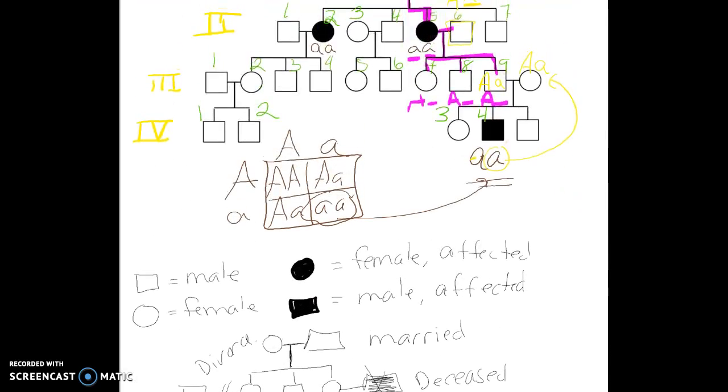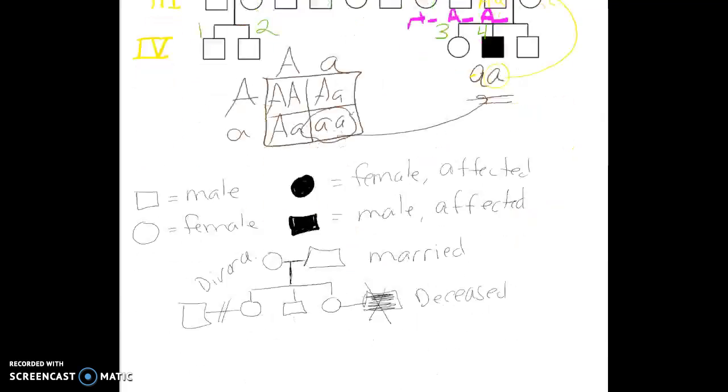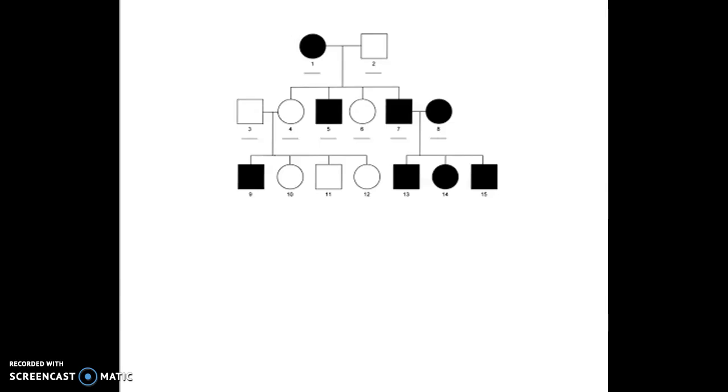Let me back up here. All right, so what this tells us is that this pedigree right here has a trait that we are following, and everybody in it is affected by a recessive trait. Okay, so now we're going to move down here to this second pedigree that I have.